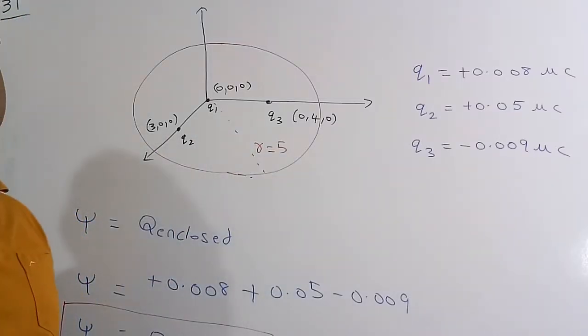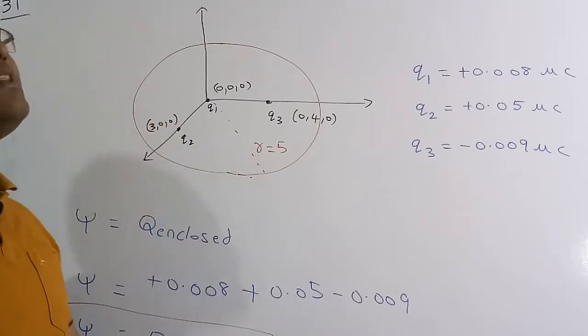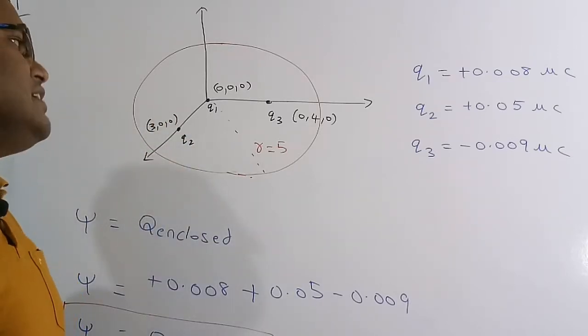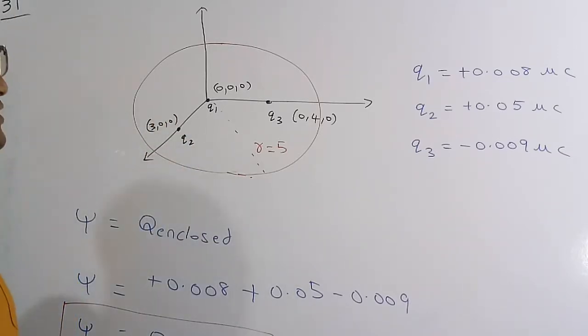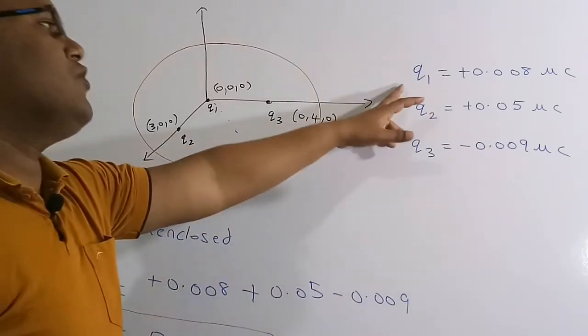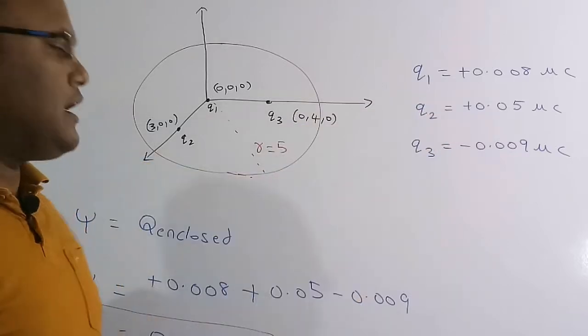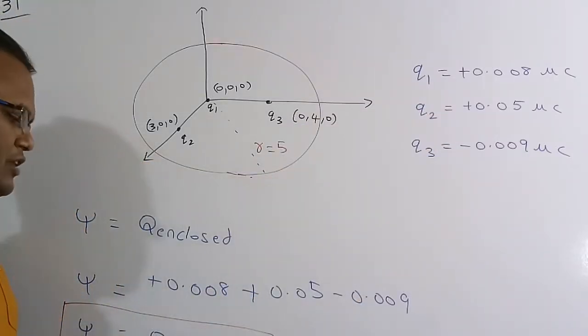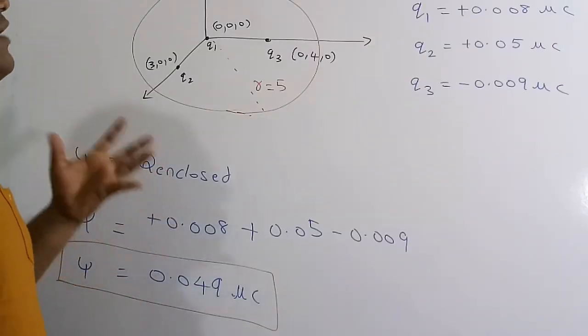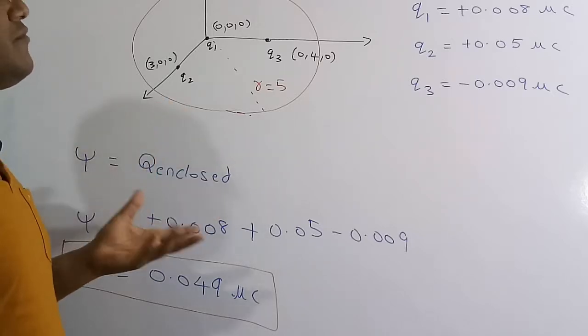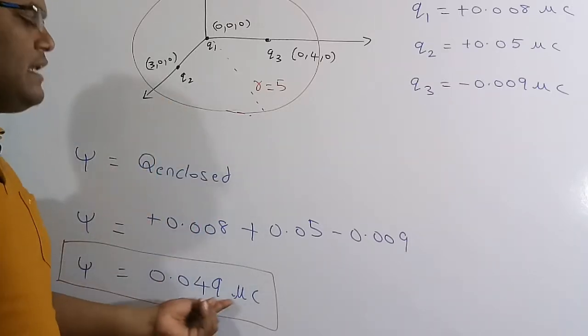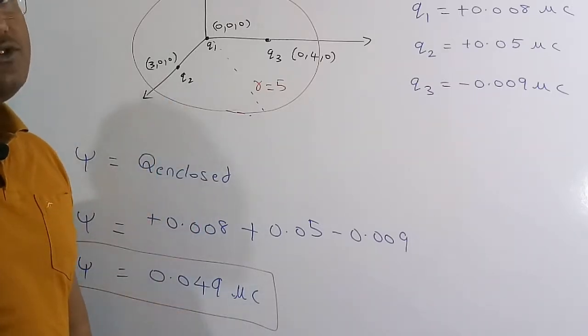So now we have to find the addition of all the net charge present in this sphere, which is Q1 plus Q2 plus Q3. So you have to add all these. If we add all these three quantities, finally we get the amount of flux passing through this closed surface, which is equal to 0.049 microcoulomb. That is the correct solution of this question.